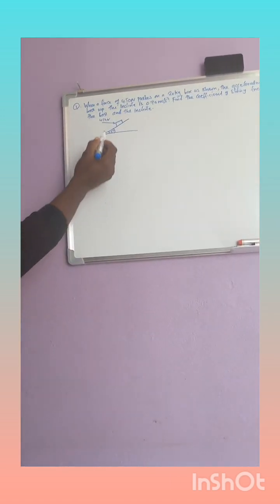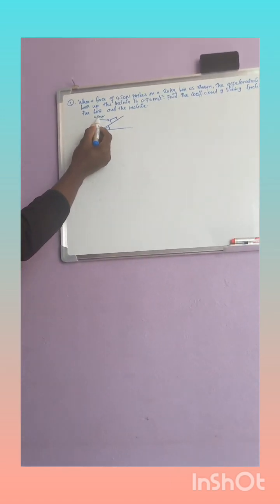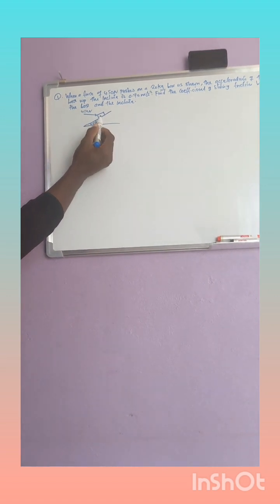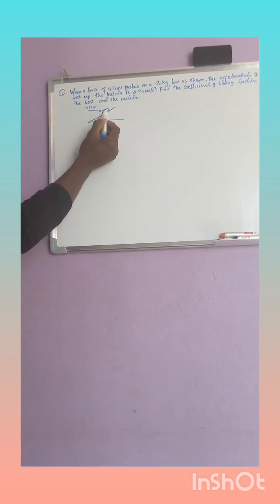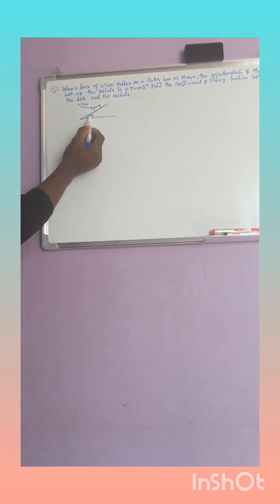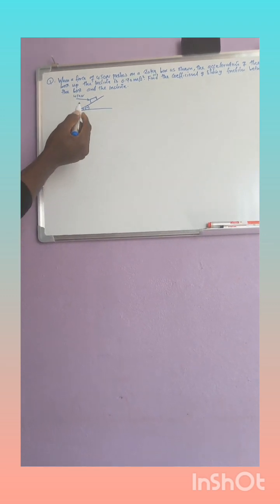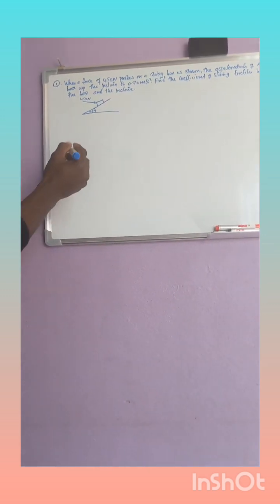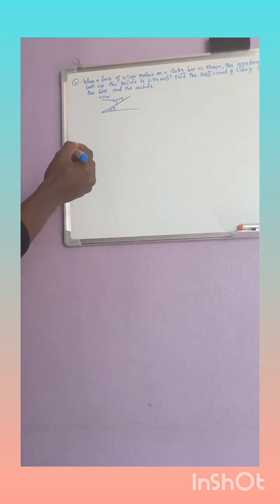Okay, so we've been given this force of 450 newtons. We've been told that the mass of this box is 20 kg. The angle here on the inclined plane is 45 degrees. So the first thing to do is collect the data.